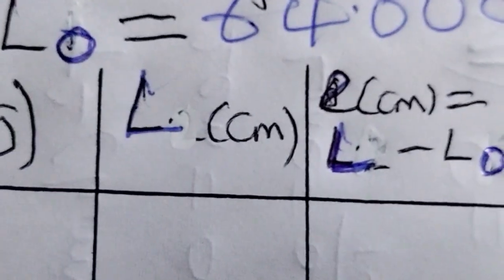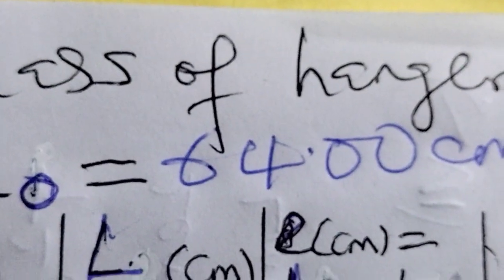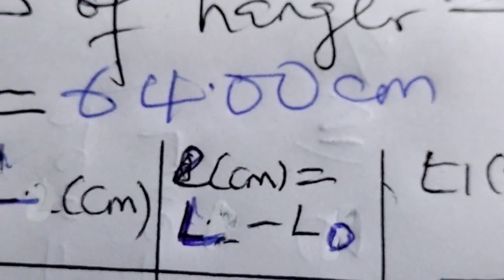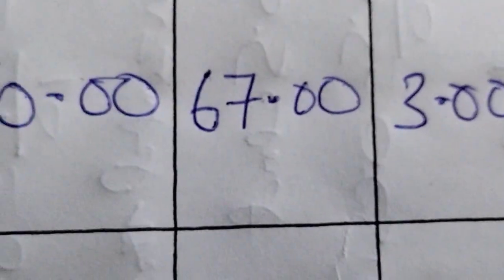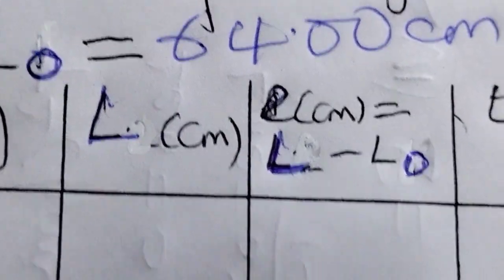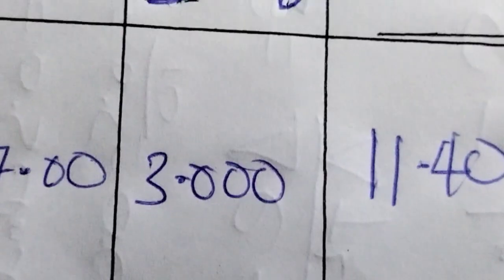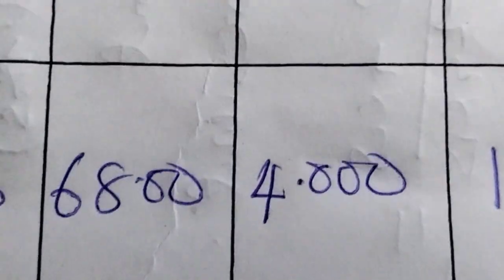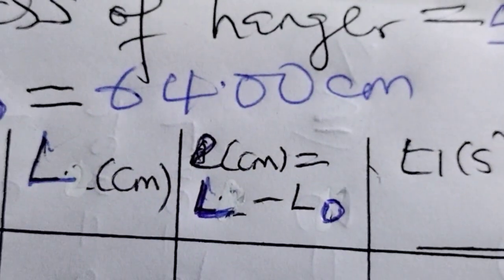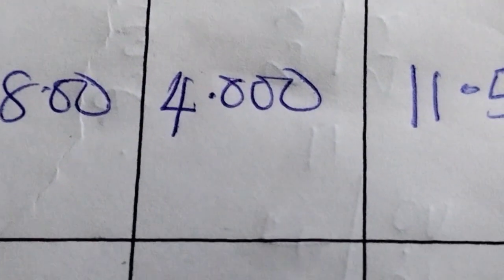We'll now go to the extension. How do we find the extension? The extension is the new length, L minus L0. So to get the extension for the 50 gram mass, that's going to be 67 minus 64, giving us 3.00. For the 70 gram mass, the extension is going to be 68 minus 64. 64 is constant. That is 4.00.